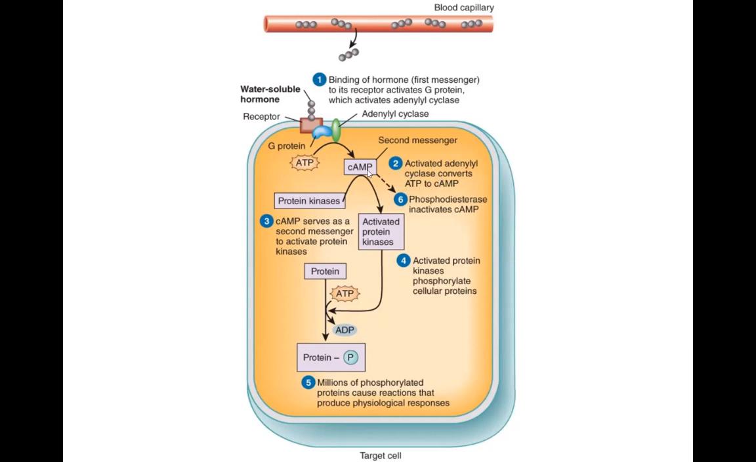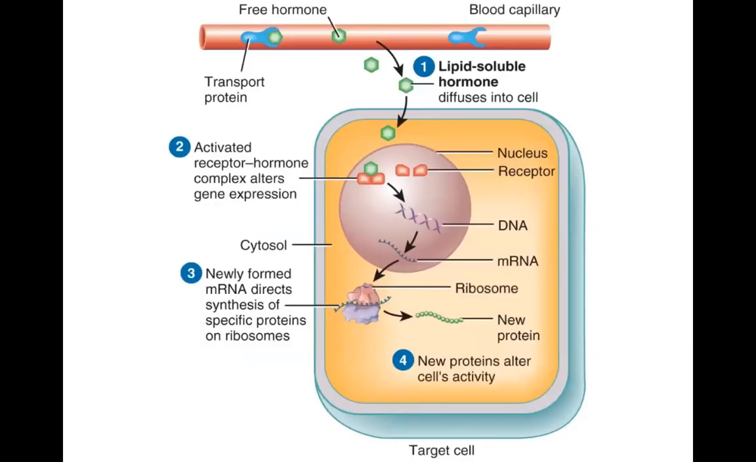Cyclic AMP serves as a second messenger to activate what we call protein kinases. Protein kinases are enzymes that take a protein and add a phosphate from ATP to it. So what you end up with is a protein and a phosphate, okay? And in doing so, what you've done is altered a protein, which then produces the physiological response, okay? So it's pretty similar to what we just learned with regards to lipid soluble. It all centers around proteins.